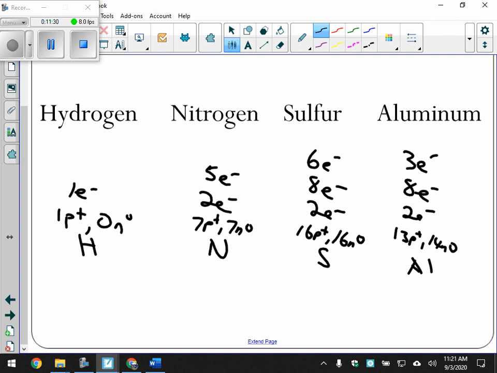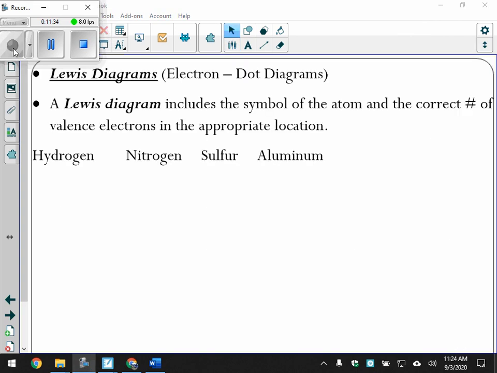Now, I'll pause it here for a second. Okay, so the last one we're going to look at, and this is by far the most important one, guaranteed, we're going to use this for the rest of ever, is Lewis diagrams or electron dot diagrams. A Lewis diagram includes the symbol of the atom and the correct number of valence electrons in the appropriate location. I only care about the symbol and the number of valence electrons. Valence electrons, by definition, are the electrons in the outside energy level, yes?